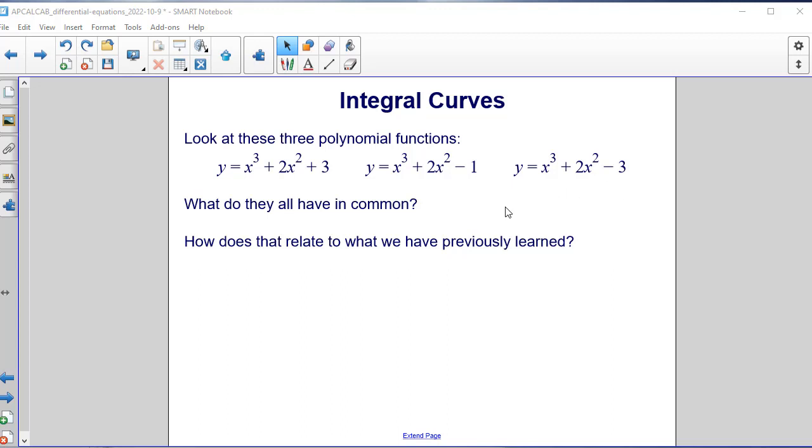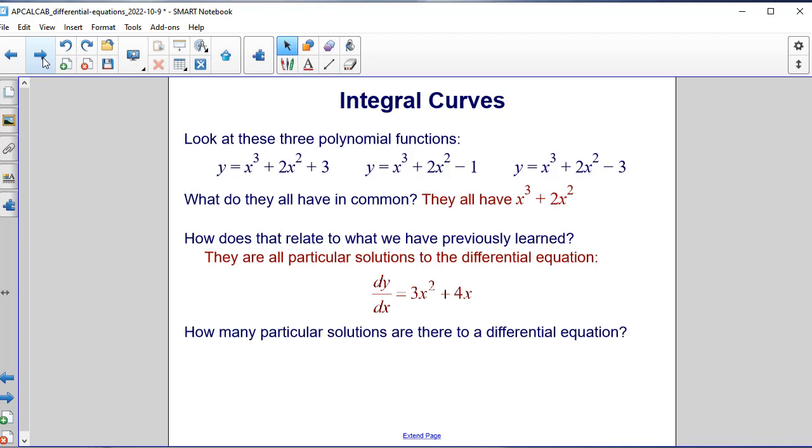And there's two questions. What do they all have in common? And how does that relate to what we have previously learned? If you think about it, they all have x cubed plus 2x squared in common. The second question, how does that relate to what we have previously learned? Well, they are all particular solutions to the differential equation dy dx is equal to 3x squared plus 4x.